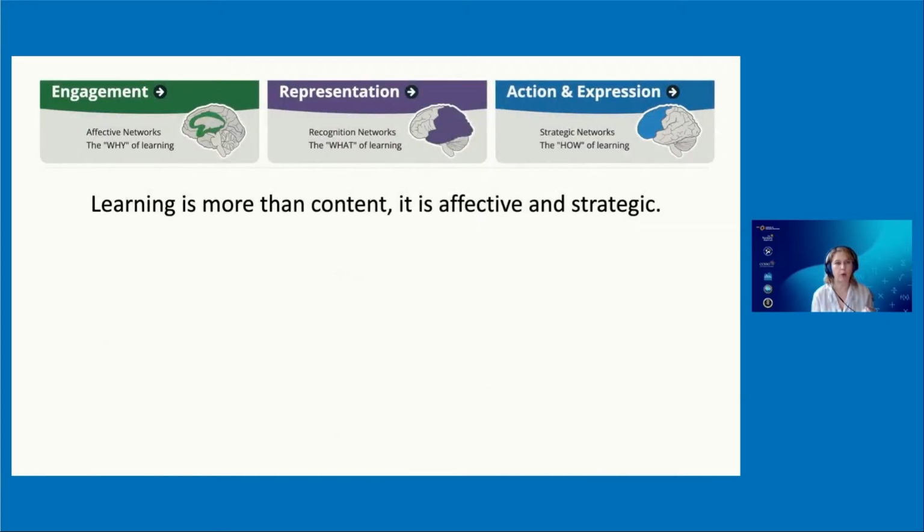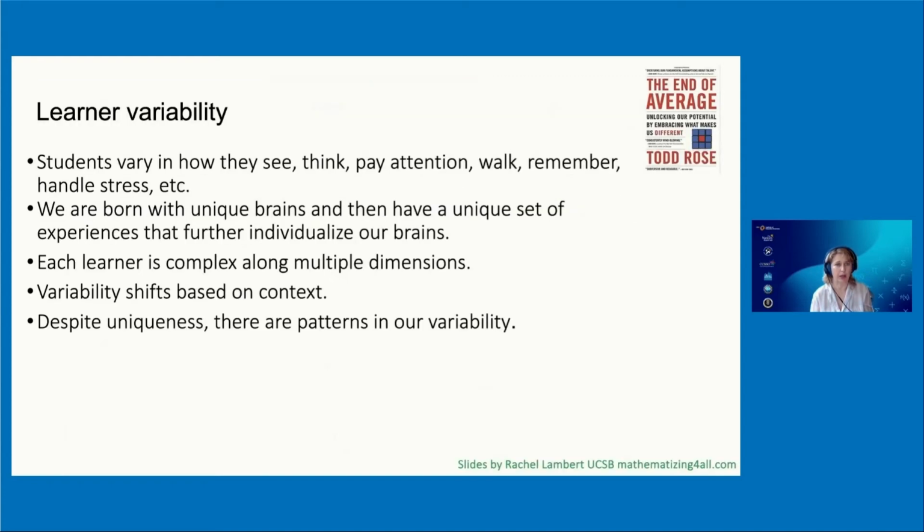One important idea from UDL is these three areas: engagement, why we learn; representation, what we learn; and action and expression, which is how we learn. The importance of these three areas to me is that UDL stresses that it's not just content we learn. Learning is effective, learning is strategic. We learn how to be learners, not just some math content.